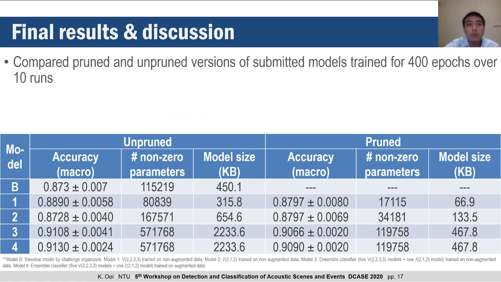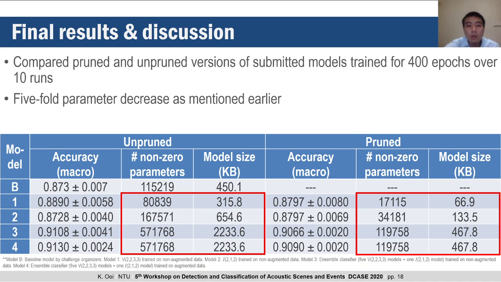Finally, for reference, we also compared the pruned and unpruned versions of our submitted models, all trained for 400 epochs over 10 runs. The table on this slide compares the macro averaged accuracy and the memory complexity of our submissions, models 1, 2, 3, and 4, against Model B, which is the baseline model provided by the challenge organizers. The model sizes were all calculated based on 32-bit floating point representation of all model parameters. Firstly, we can clearly see that a 5-fold parameter reduction has been achieved between the unpruned and pruned models due to the setting of the final sparsity to 0.8.